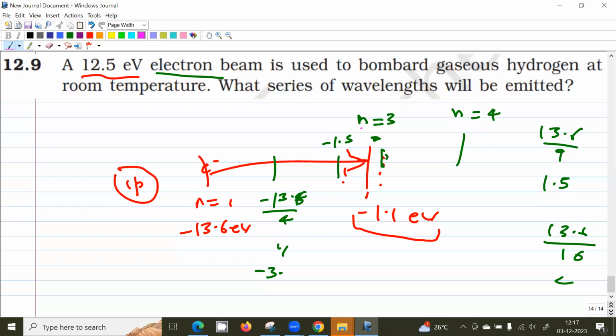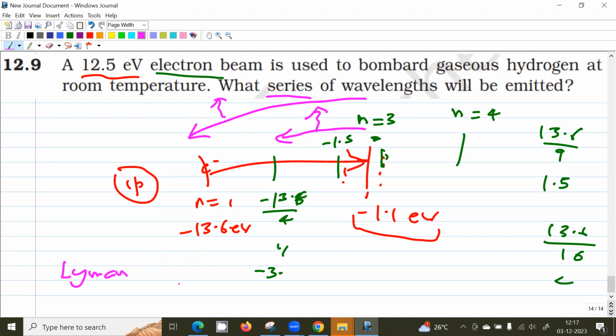From this level, n equal to 3, you can jump to n equal to 2. That is one jump. This jump will give me one photon of one frequency, and the other jump will give me a second frequency photon. You don't have to find the frequency, you just have to say what series it is. The jump is to the final state of n equal to 1. Okay, this is not a good question. The series is Lyman series.